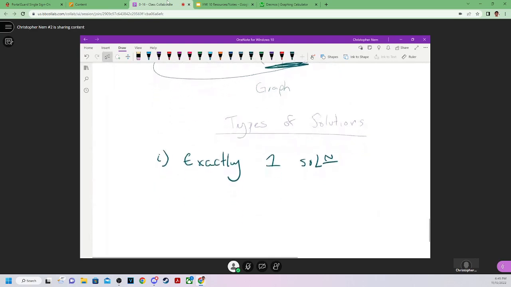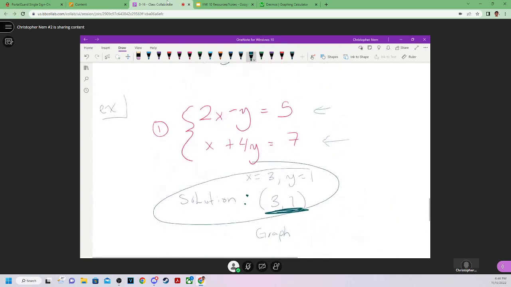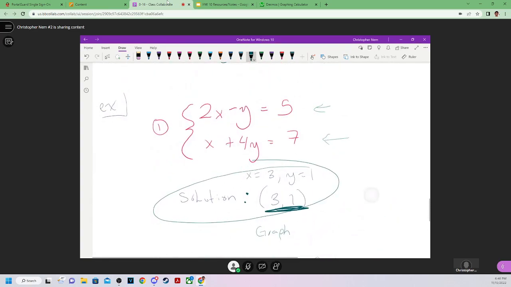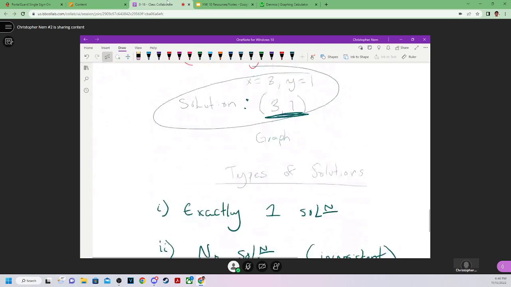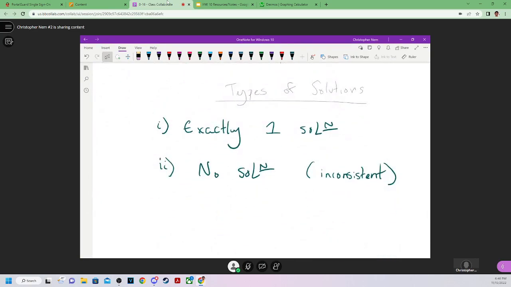Now, how else can two lines interact? Sometimes the two lines don't have to cross. If they don't cross at all, we say no solution. In this case, we call the system inconsistent. Sometimes we are not lucky. Sometimes with these two equations, there's no answer that satisfies both. You might find one that satisfies the first one, but then that doesn't satisfy the second one. In this case, our two lines will be parallel.